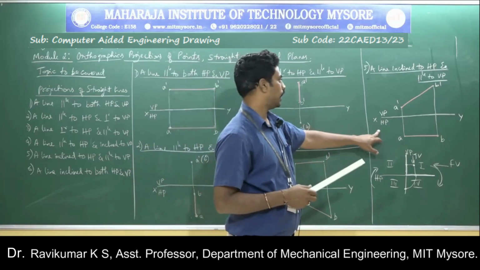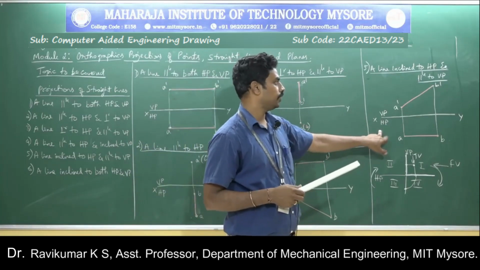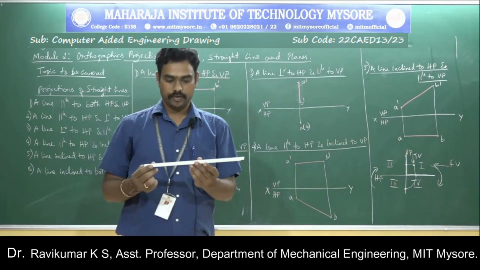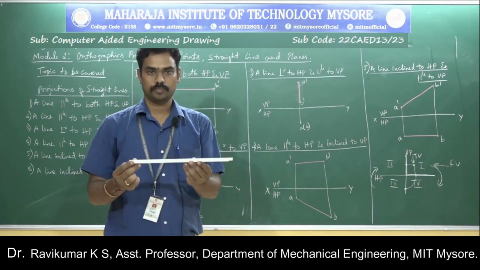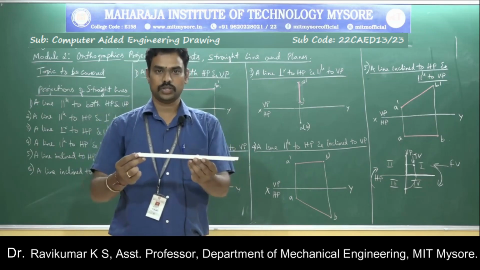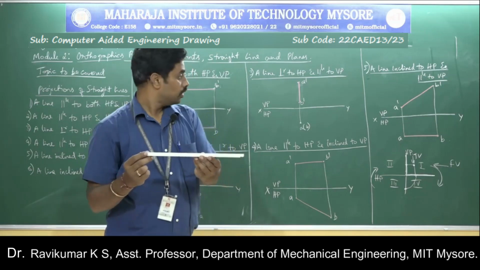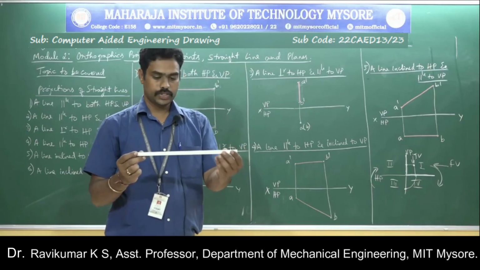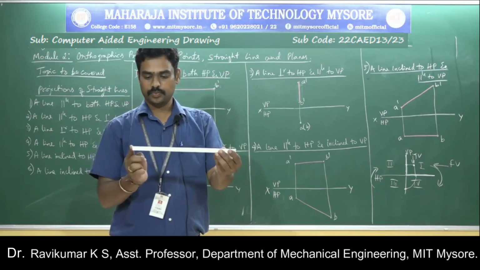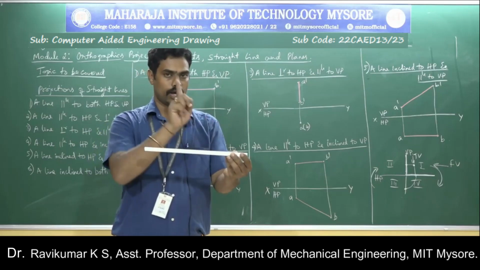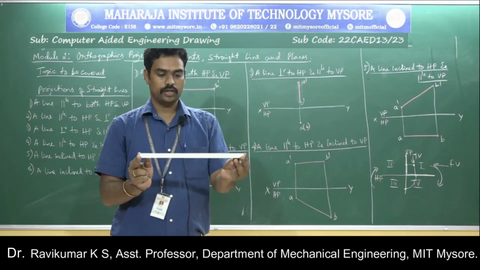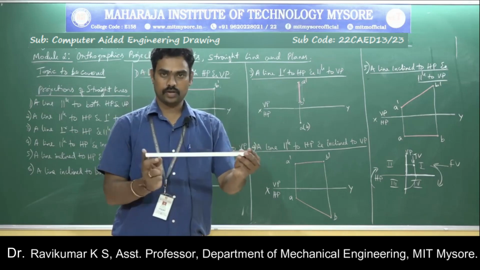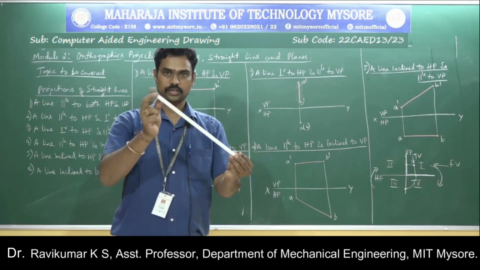Then the next case is a line inclined to HP and parallel to VP. So, inclined to HP. Again, I will start with the first case. The first case is a line parallel to both the planes. This is the line parallel to both the planes. Now, inclined to HP and parallel to VP. So, the distance from this point to VP and this point to VP, I will not change. Instead, I will rotate this with respect to this point. With respect to this point, I will rotate this like this.